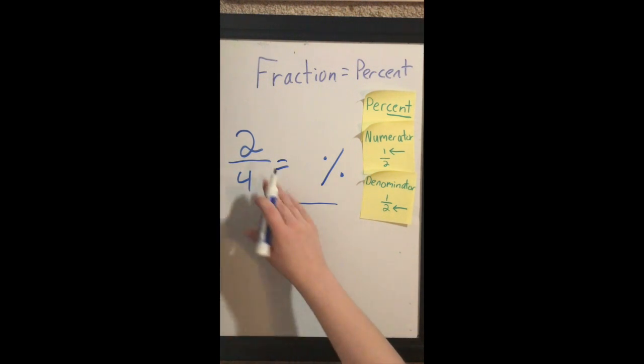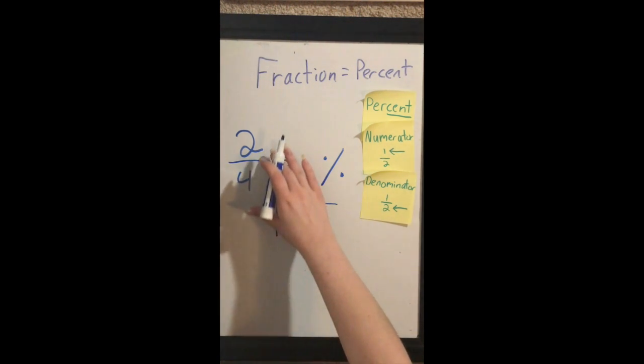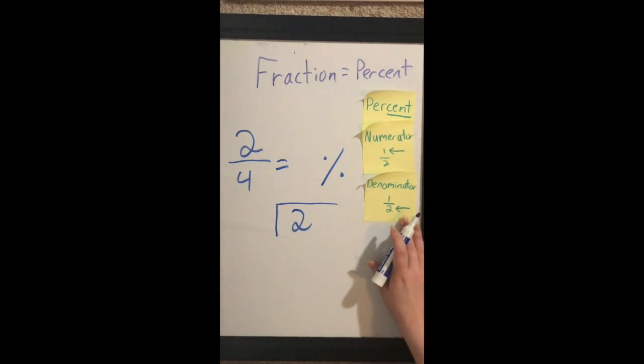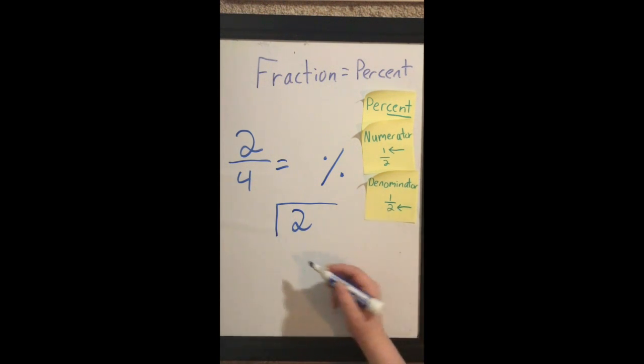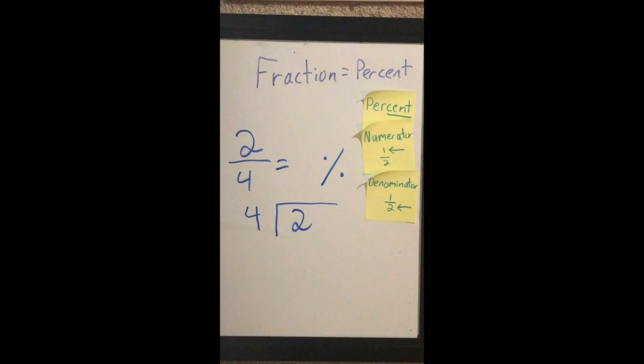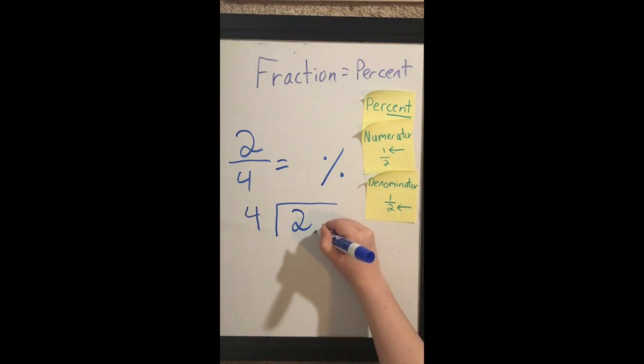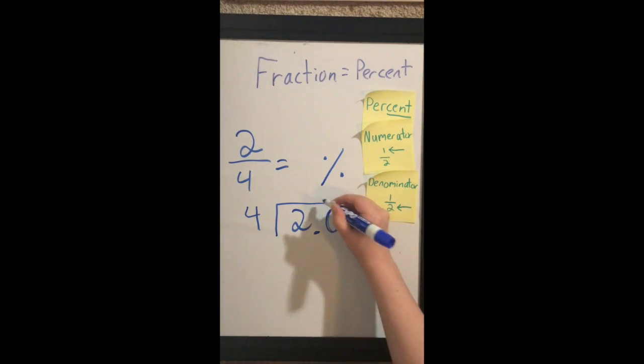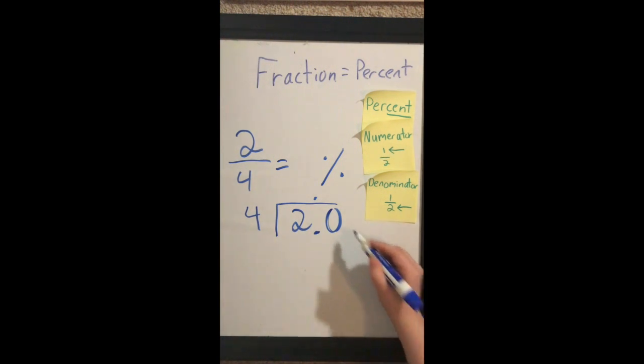So in this case, our numerator, the top number, will be 2. And our bottom number, the denominator, will be 4. So we'll put 4 over here. And we'll just work this like we do typically with our division problems. How many 4s can go into a 2? Well, no 4s can go into a 2. So we're going to put our decimal and create a 0.